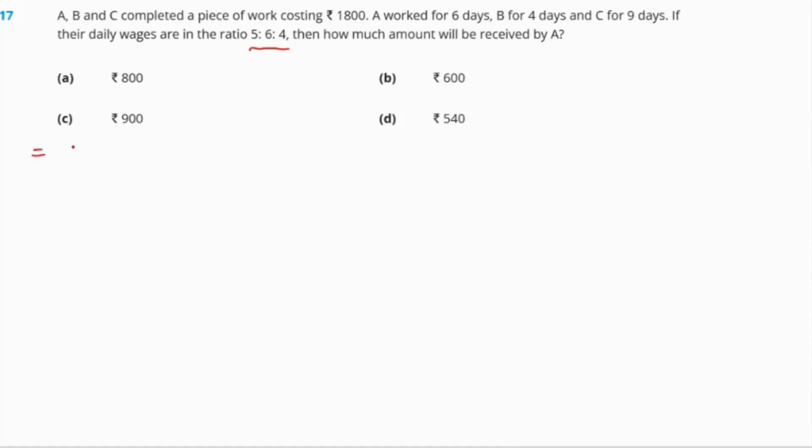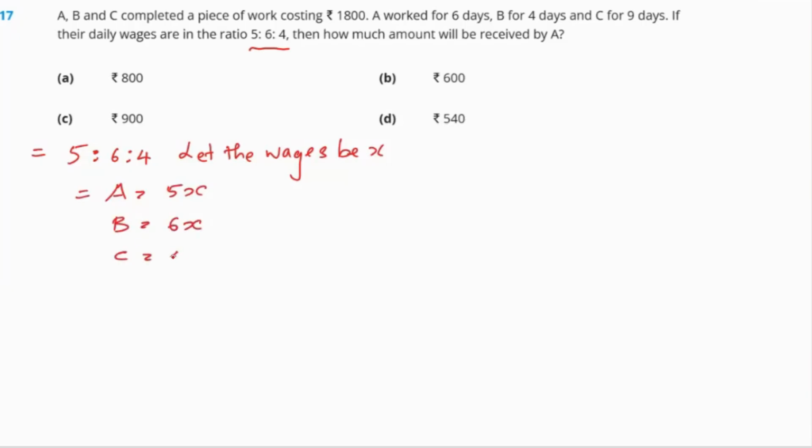So here their ratios are given, that is 5 is to 6 is to 4. So here we don't know the daily wages. So suppose let the wages be x, then each one will get what? 5 is to 6 is to 4. So wages of A will be 5x and B will be 6x because their ratio is given, and C will receive 4x. Okay, 5x, 6x and 4x.